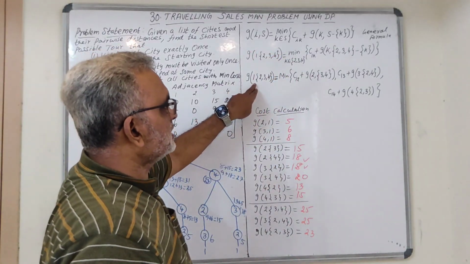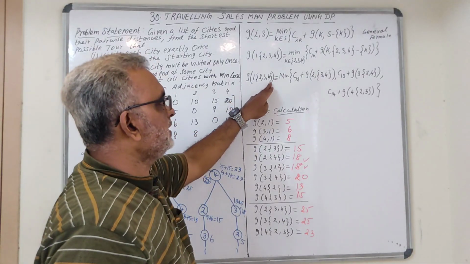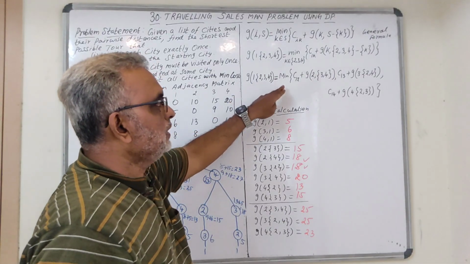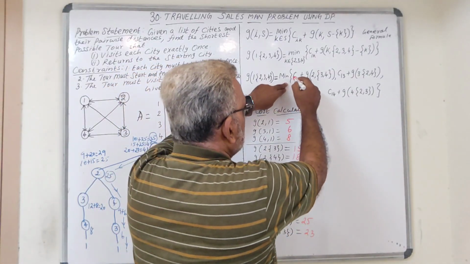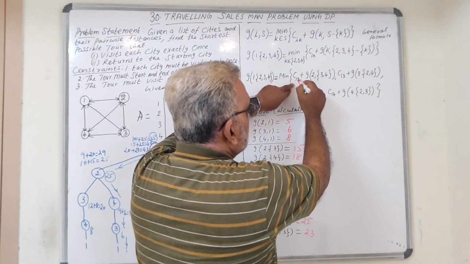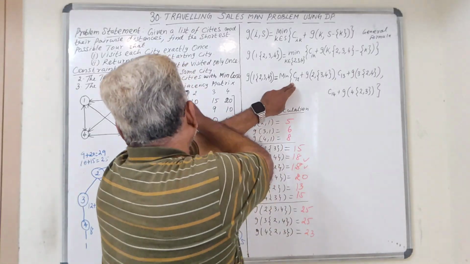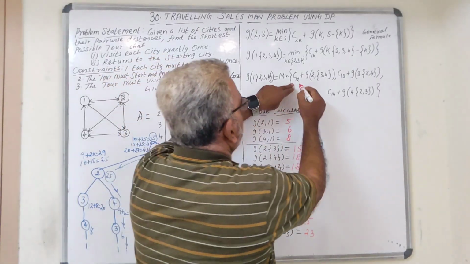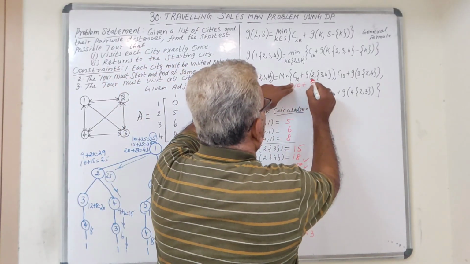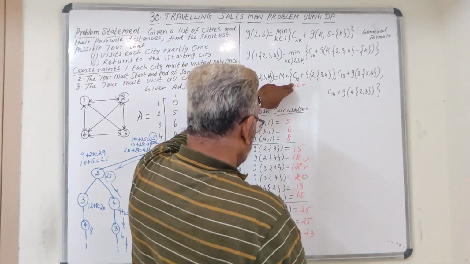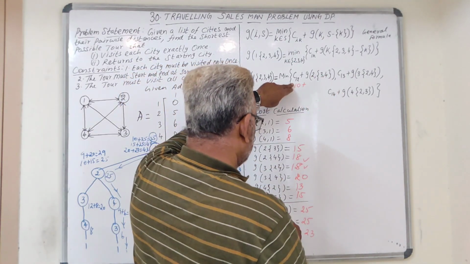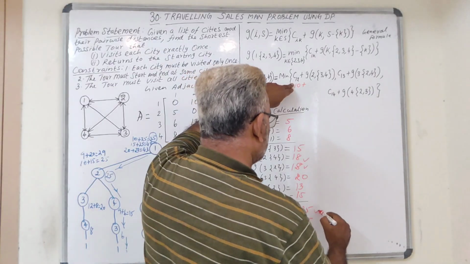So the cost of reaching from 1 to the remaining cities 2, 3, 4, we have to take the minimum value of the cost of 1 to 2. What is the cost of 1 to 2? Reaching from 1 to 2 is 10. What is the cost of reaching 3, 4 from 2? We can take it from here: 3, 4 from 2 is 25.